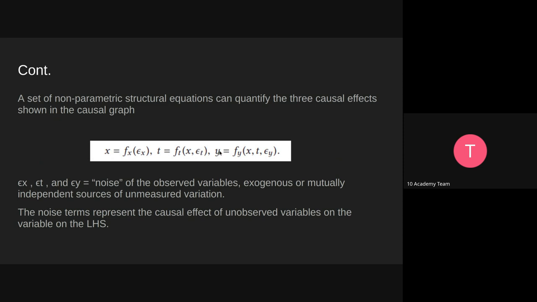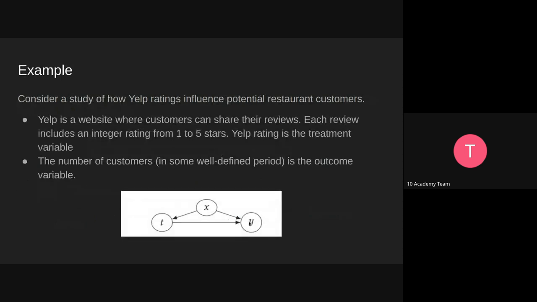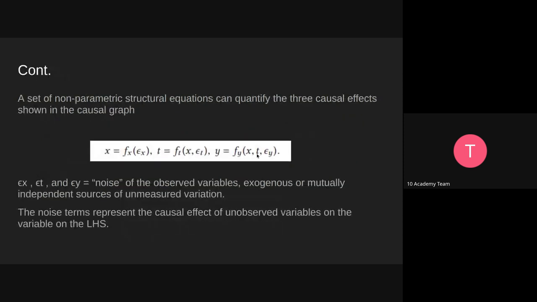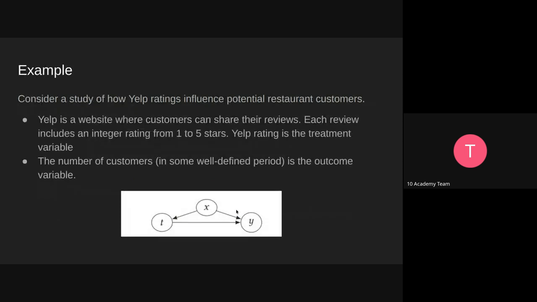While Y, looking back at the graph, Y is caused both by X and by T, so its equation will have X and T and then an extra variable. Of course, because we don't know epsilon, this is not something that we compute, it has to be independent of this, and that's what we do actually. So these are the basic structural equations, the two basic components.